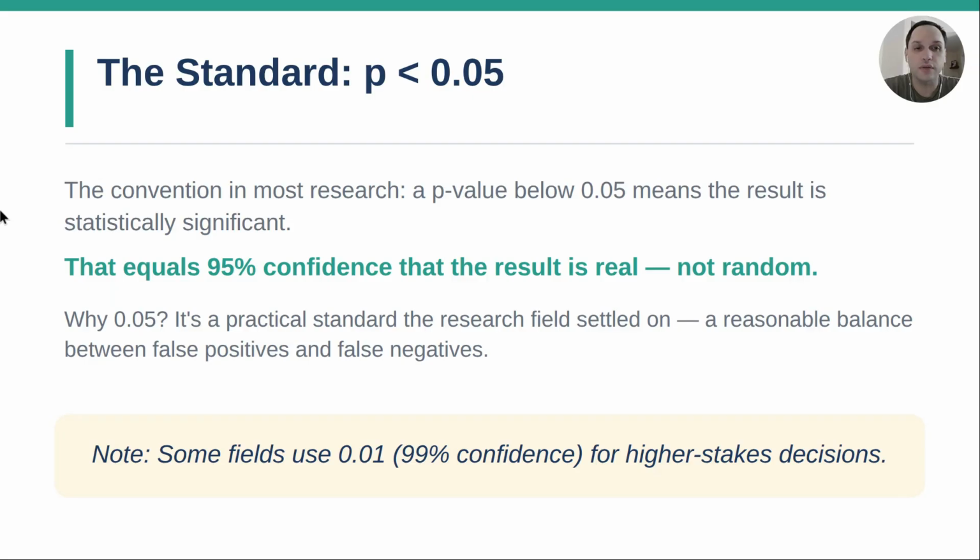The research field settled on this threshold decades ago as a reasonable balance between two types of error: false positives, where you call something real when it isn't, and false negatives, when you miss a real effect. It's not a magic number or a law of nature. It's a practical standard that most disciplines use for consistency. Some higher stakes fields, medical research for example, use 0.01, requiring 99% confidence.